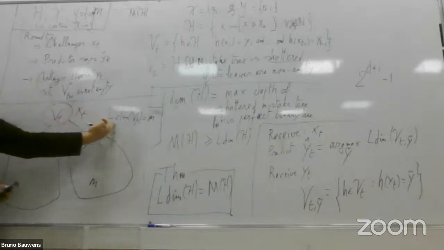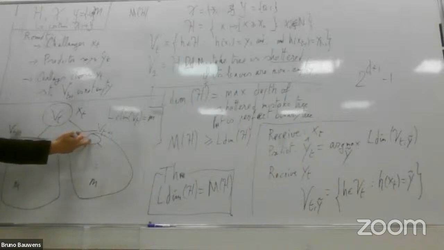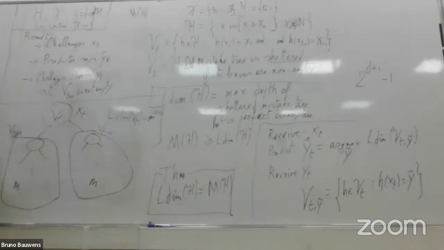But this contradicts our assumption. We started with depth m. So we know that at least one of these two version spaces must have dimension less than m. And so now, can you finish the proof? Yeah, so if we make a mistake, then the Littlestone dimension decreases by at least one, so we cannot make more mistakes than the Littlestone dimension of V_0, so the Littlestone dimension of H.